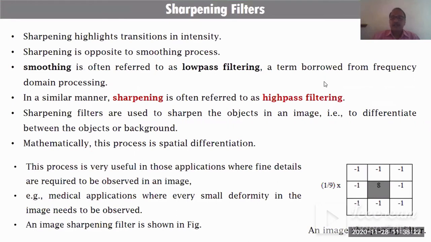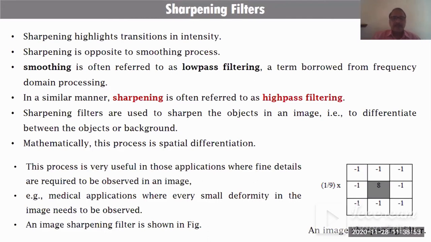Now, the sharpening filter. Sharpening highlights the transition in intensity. Sharpening is the opposite of smoothing. Sharpening means it can focus on a specific aspect or specific object of the image, so it can concentrate on high intensity. Smoothing is often referred to as low pass filtering, or blurring in the frequency domain. Similarly, sharpening is a high pass filter. We already discussed this part.